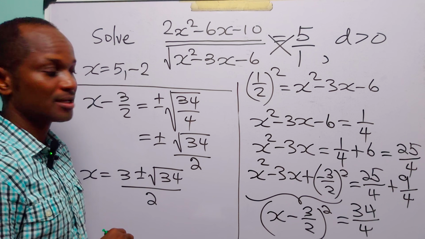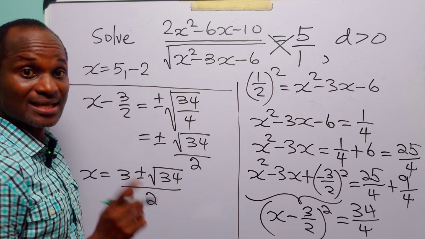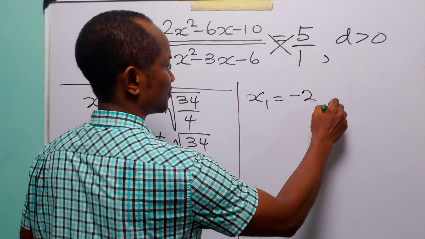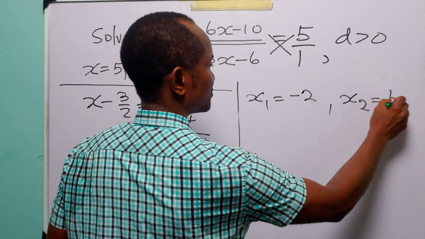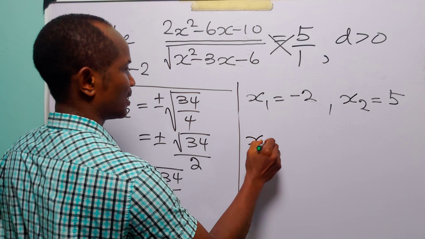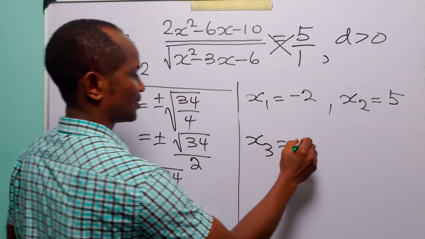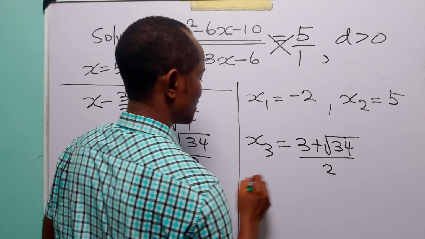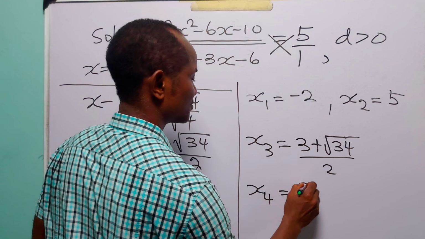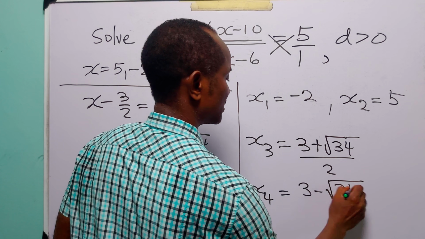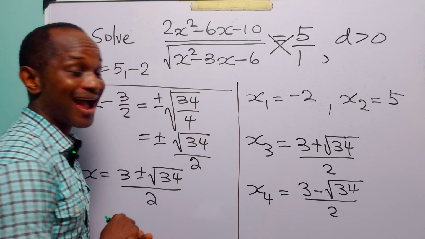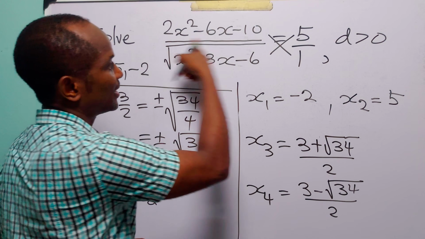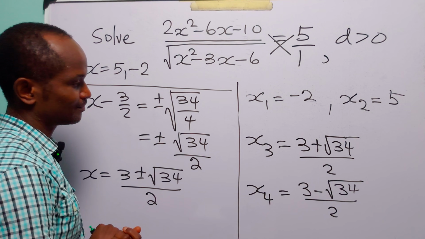Now, I would like you to check these four values of x. That is x equal to minus 2, x equal to 5, x equal to 3 plus root 34 over 2, and finally, x equal to 3 minus root 34 over 2. And tell me which of these four values of x satisfy the original equation.